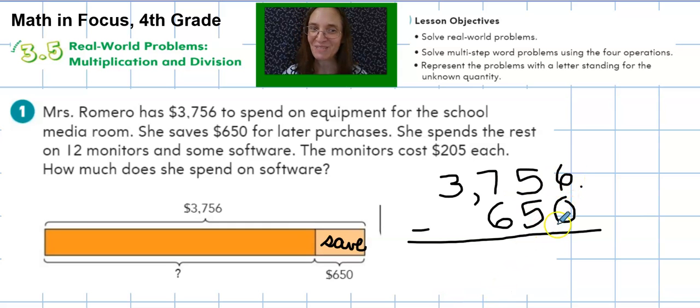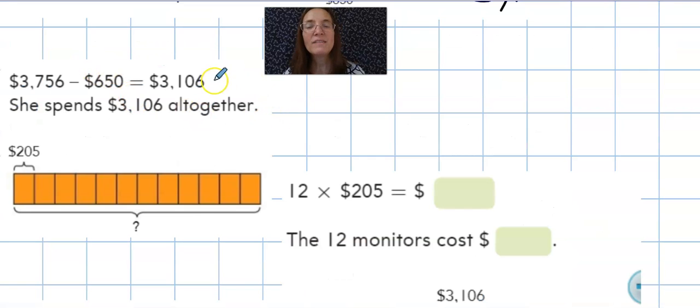I'll start in the single ones place, the smallest place value, just in case I have to regroup. 6 minus 0 is 6, no regrouping there. 5 minus 5 is nothing, no regrouping there. 7 minus 6 is 1, and 3 minus nothing is 3. So I didn't have to do any regrouping. Well, we took care of that step easily. So altogether, she spent $3,106.